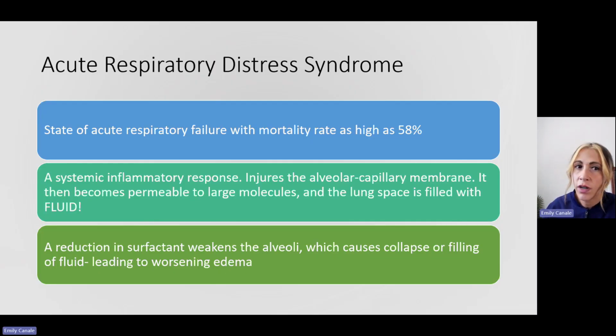Because now we're getting into acute respiratory distress syndrome, which is not a good thing at all. You can see on this slide the mortality rate is as high as 58%. That is very, very high. COVID-19 doubled the amount of ARDS cases in the United States, so it's become much more of a problem that ICU nurses have had to deal with. Research has shown that the prevalence of ARDS has increased. It's between 15 to 18% of all patients who are mechanically ventilated. So the mortality rate still is very high.